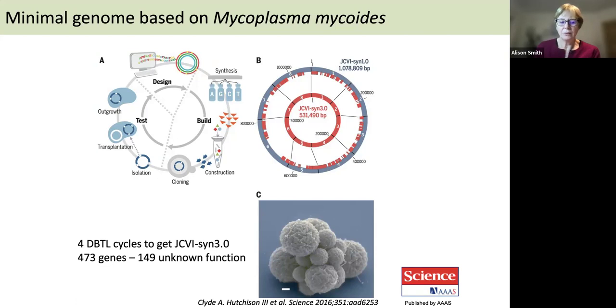And then through 4 additional design, build, test, learn cycles, they ended up with SYN 3.0, which was about 500,000 base pairs. It had 473 genes, and this was enough to run the cell once it was introduced and the original genome was removed. But there was still about 1/3 of the number of genes that were of unknown function.